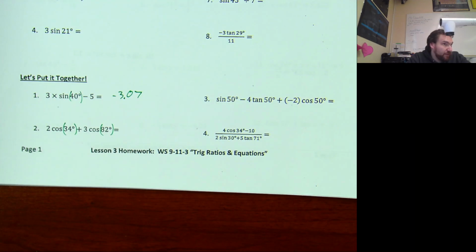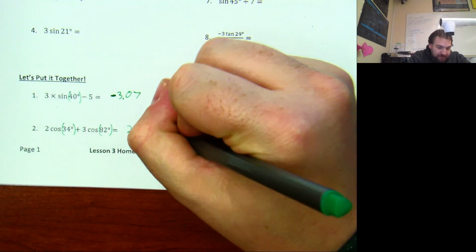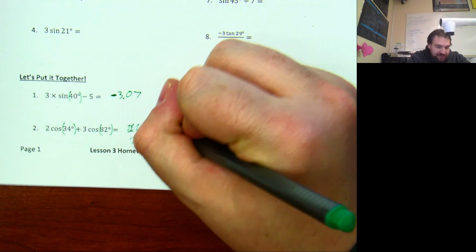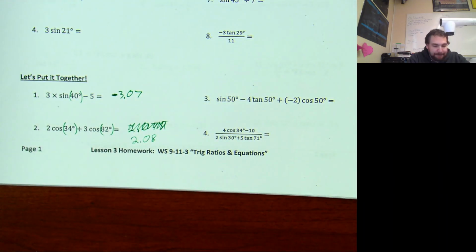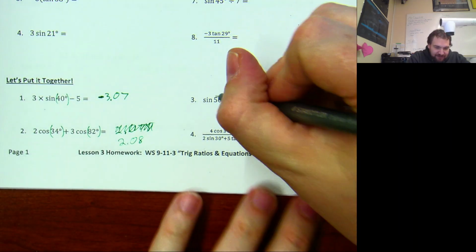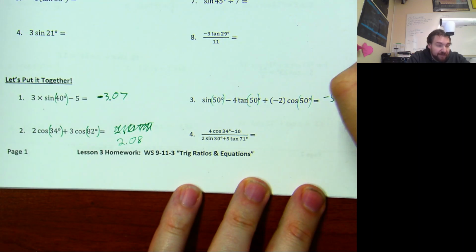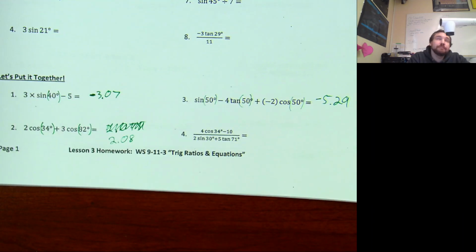Can someone verify number 1? We're good? Negative 3.07? Okay. Number 2, what do we get? 2.75, which rounds to 2.08. Yes, give me the rounded to 2 decimals answer. Can someone verify? Okay, we're good. Number 3. Again, as long as we're shoving brackets in the right spot, we get what? Negative 5.29. Can someone verify? That is the correct rounded value to 2 decimal places. Someone tell me whether or not you got the same thing.